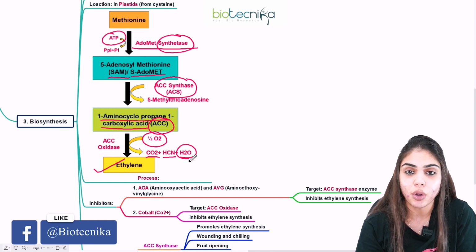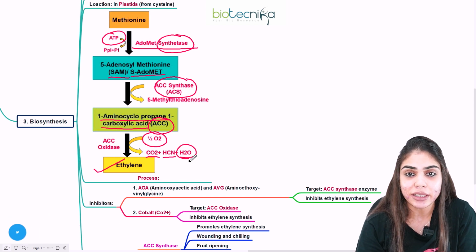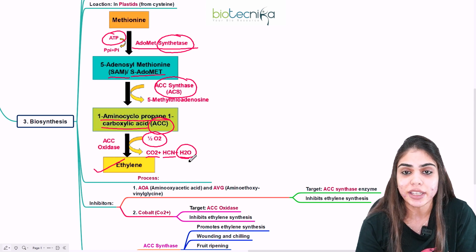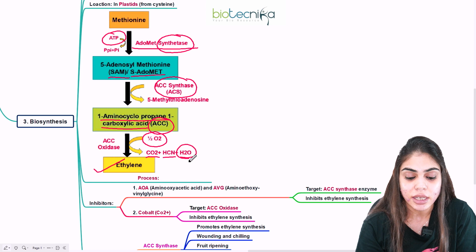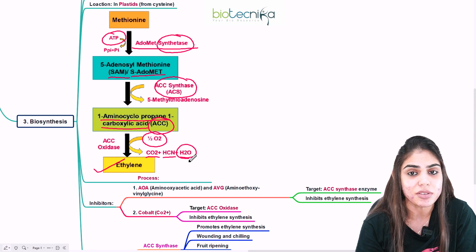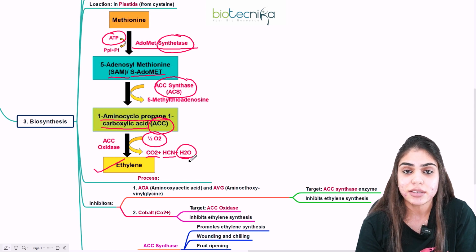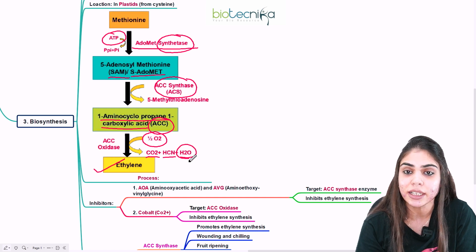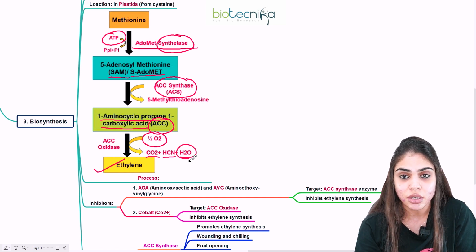requiring one molecule of ATP. Once this AdoMet is formed, it is converted to ACC in the presence of the enzyme ACC synthase. And the last reaction being the oxidation reaction, where the ACC formed is oxidized in the presence of ACC oxidase, synthesizing ethylene along with some byproducts, that is carbon dioxide, hydrogen cyanide, as well as water.